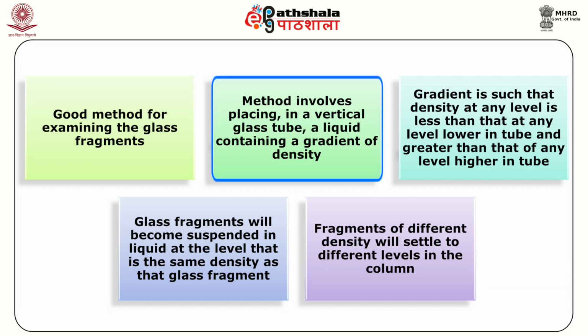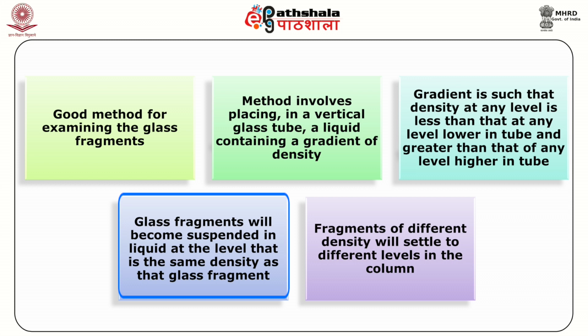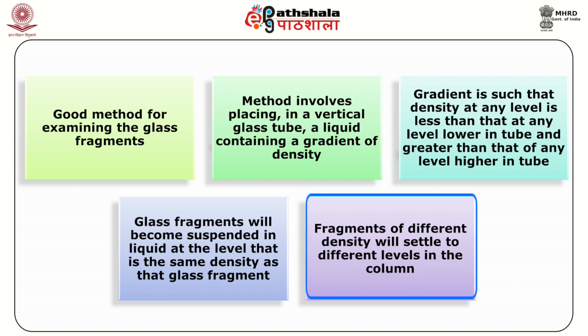The method involves placing in a vertical glass tube a liquid containing a gradient of density. The gradient is such that the density at any level is less than that at any lower level in the tube and greater than that of any level higher in the tube. When glass fragments are introduced to the column, each will become suspended in the liquid at the level that is the same density as that glass fragment. Fragments of different density will settle to different levels in this column.